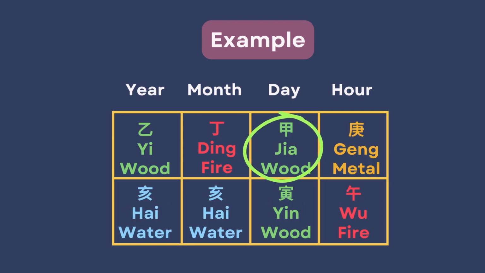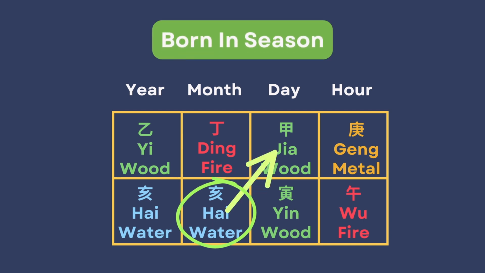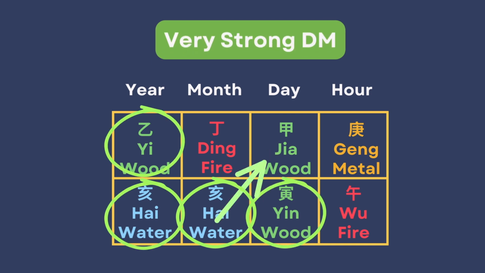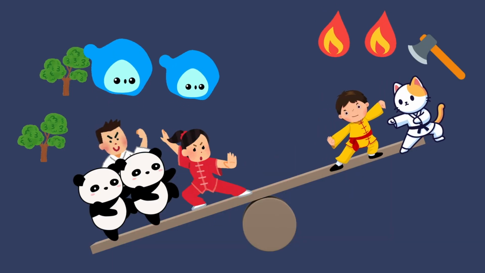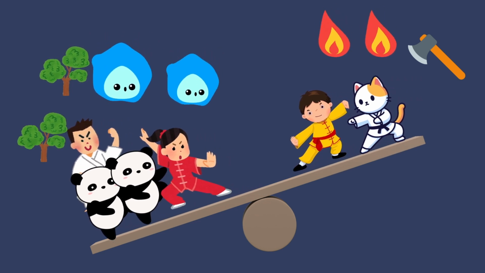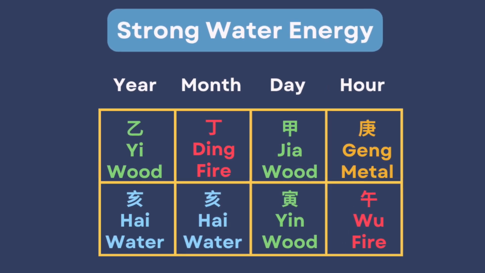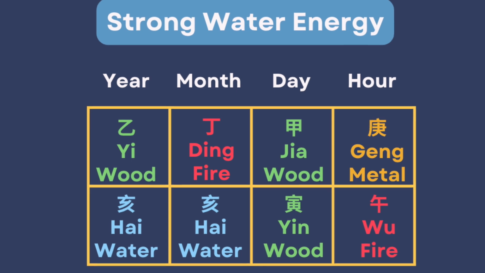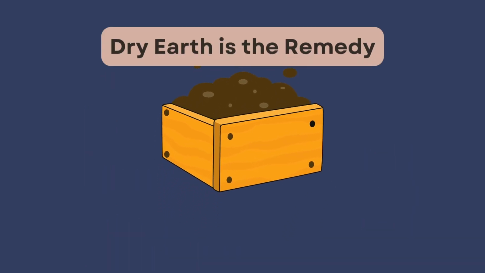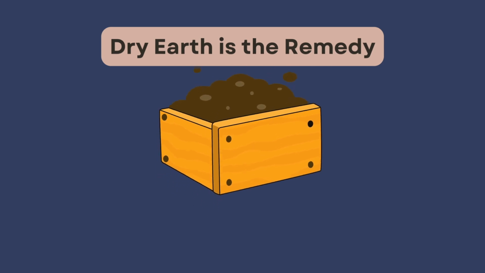In this chart, the day master, Jia Wood, was born in the month of Hai, water. Since the most powerful element of the chart is water, which nourishes wood, the day master was considered born in season. The day master is further supported by an additional water element and 2 wood elements. This combined energy of wood and water makes the day master very strong. For a strong day master, we need to drain its energy to make it more balanced. Since the water is the commanding element and has very strong energy, we need to use dry earth to control the excessive water. Earth element is therefore the remedy, or the favorable element of this Bazi.